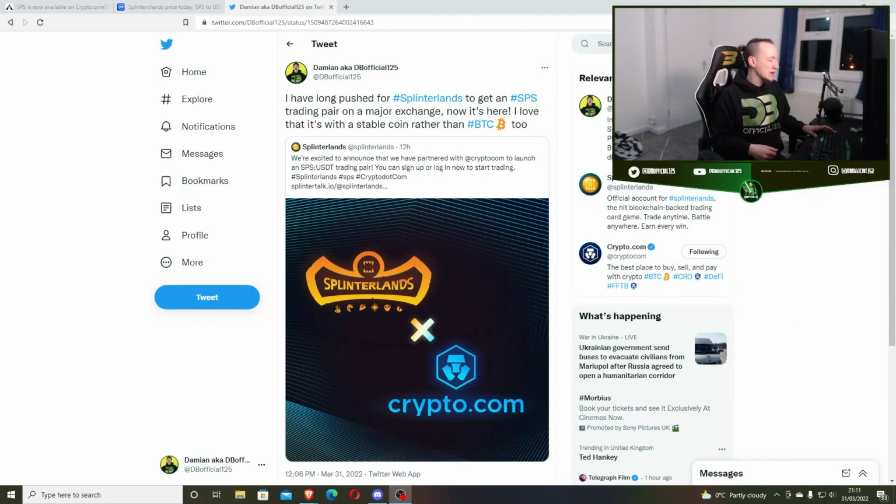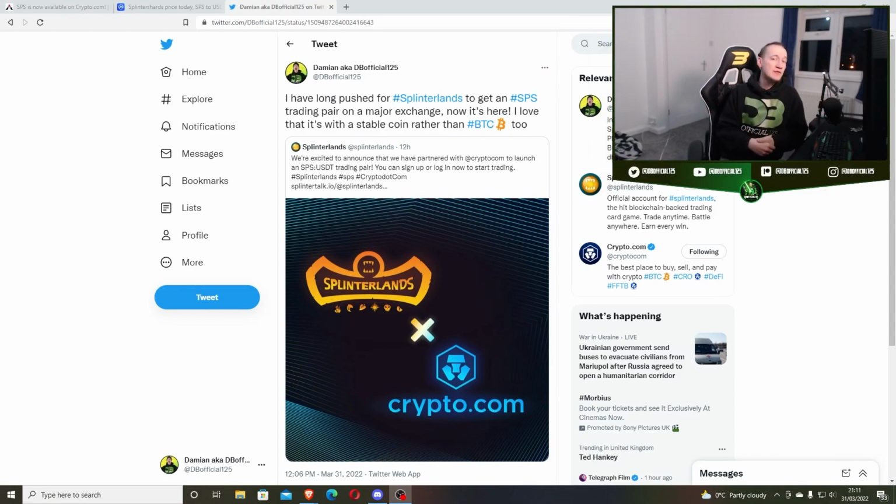It's a tweet that I spotted today while on break from work. It went up about midday, I think. It's usually when I'm having a coffee break. So basically I was scrolling through Twitter while having a coffee and I spotted that Splinterlands had announced a SPS and USDT Tether trading pair on crypto.com's exchange. And this is huge. This is absolutely enormous.